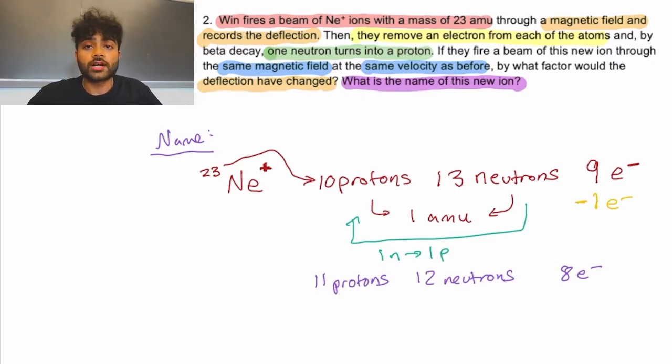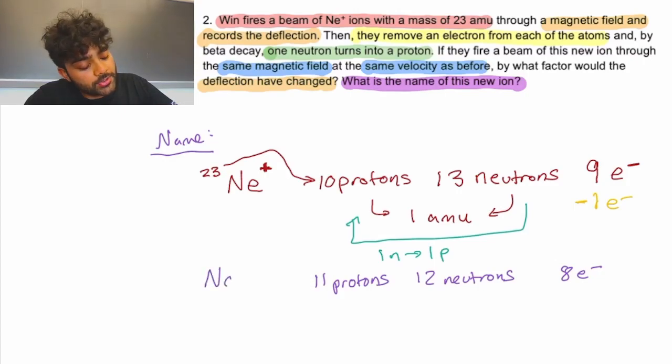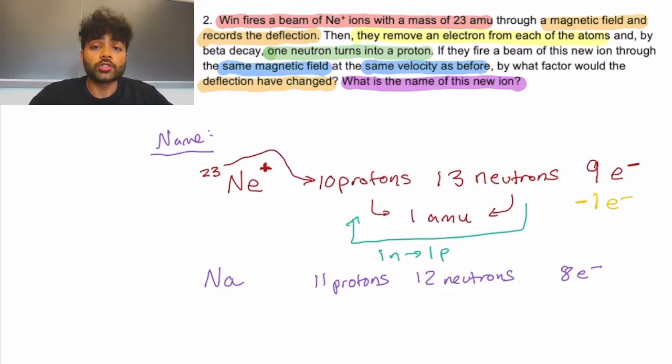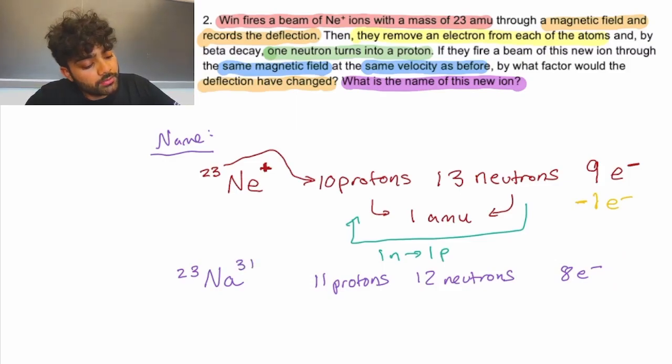So with 11 protons, we look at our periodic table for atomic number 11, and we'll see that this is a sodium atom. So if we have 11 protons, which contribute 11 AMU, and 12 neutrons, which contribute 12 AMU, our total mass is going to be 11 plus 12, or 23 AMU, so the same mass as our neon. Lastly, our charge. Our charge is going to be our number of protons minus our number of electrons. So 11 minus 8 gives us 3 protons remaining, so 3 plus charges. And this is the name of our new ion.